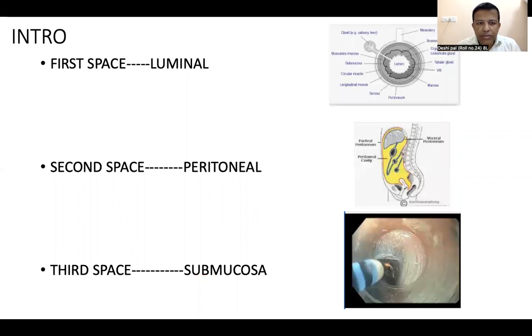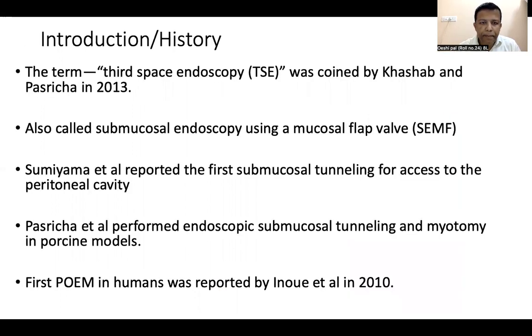As we know, three spaces have been described in GI practice. The first space is the luminal space. The second space is the peritoneum, and the third space that recently has been described is the submucosa. The submucosal space is the space between the mucosa and the muscular layer, where a lot of procedures can be done, including the prototype procedure, which we all know is POEM.